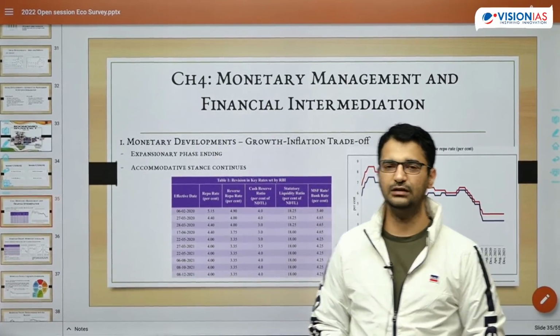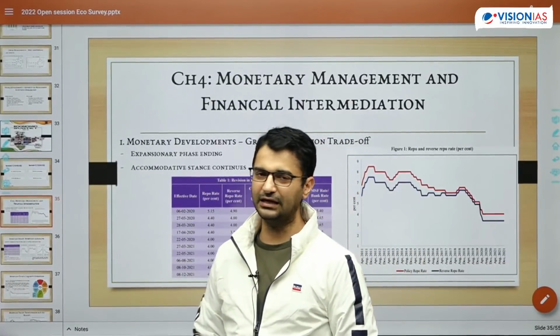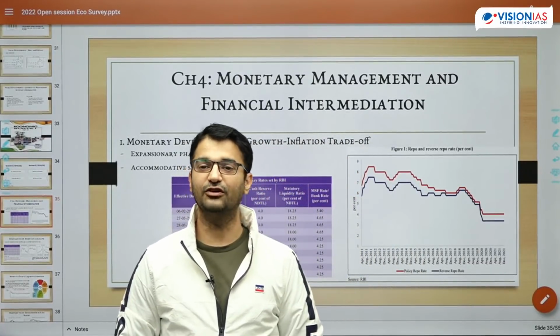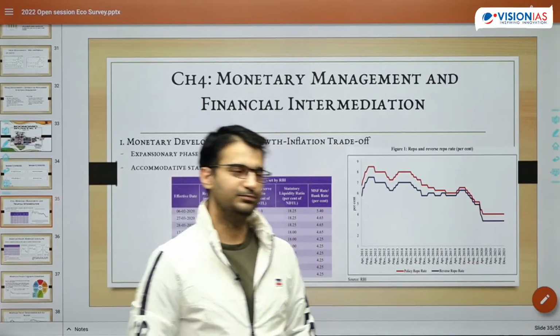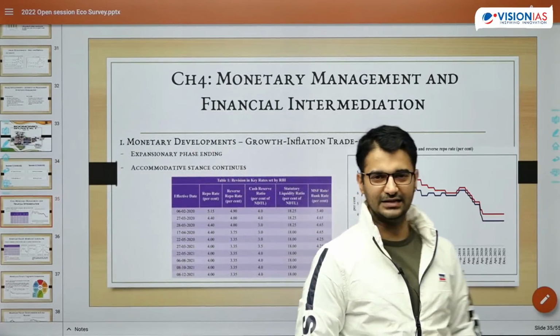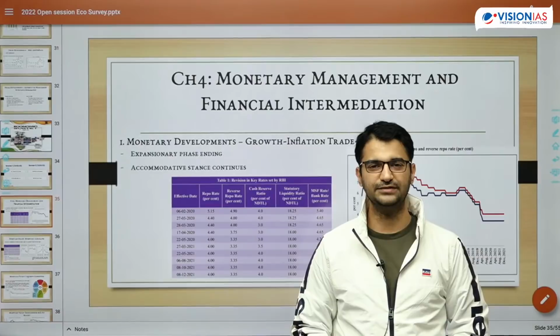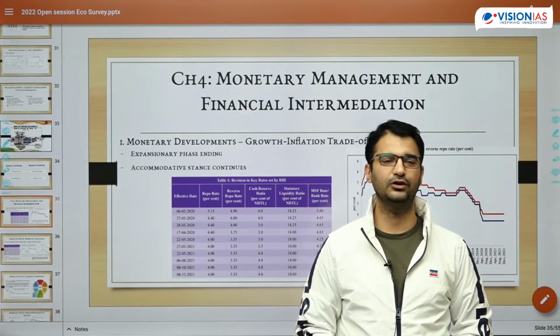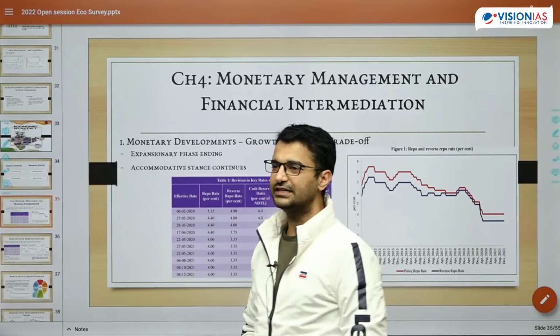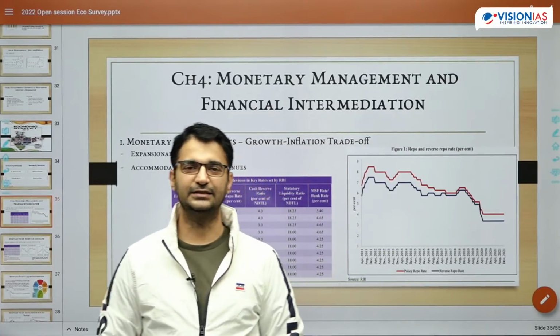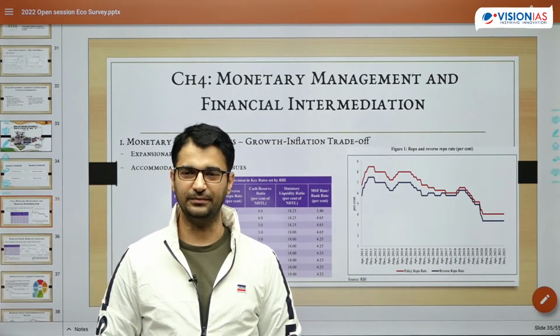Then we'll move on to the banking part. In banking, we'll see what has been the status of banks. We'll see what has been the status in capital markets in the last year and some miscellaneous developments with respect to markets. This is the objective of this chapter. So let's start. The first thing in this chapter is the supply of money situation in the economy.